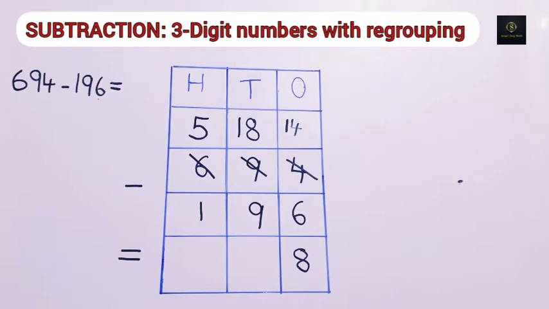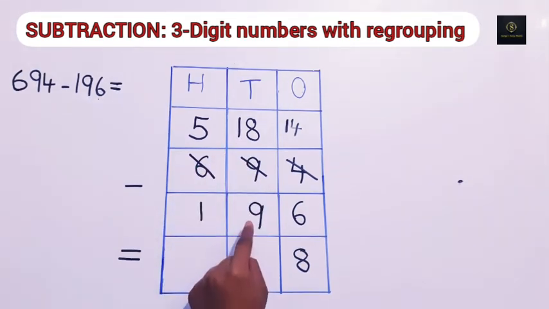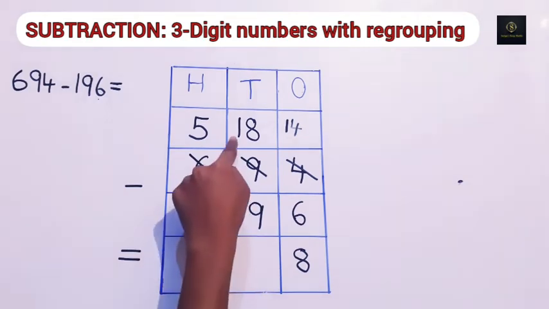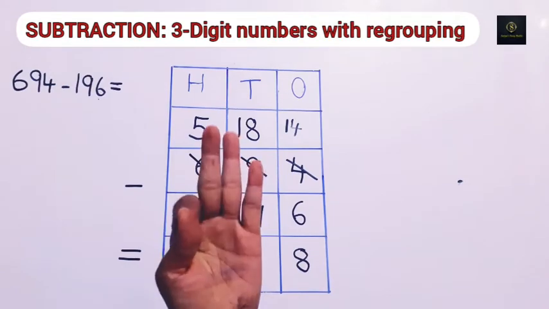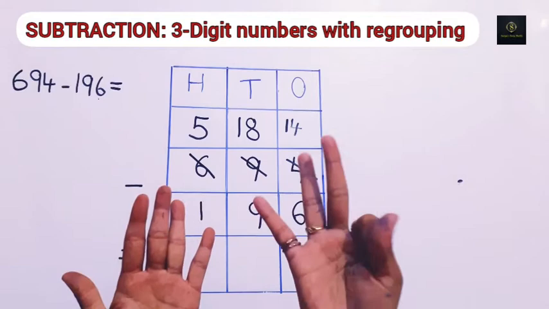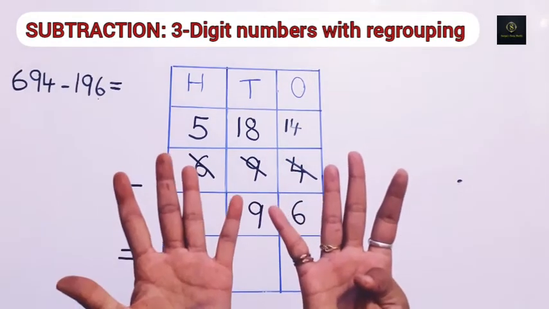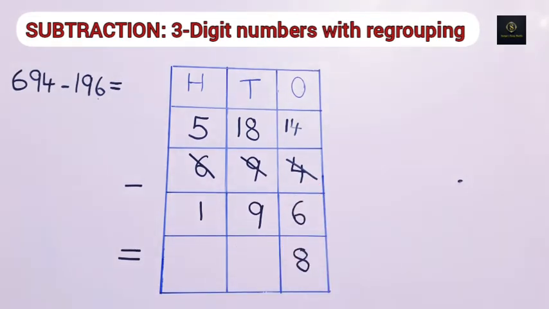Now let us subtract 9 from 18. So how to subtract? Count after 9 till 18. That is 10, 11, 12, 13, 14, 15, 16, 17 and 18. How many are these all together? 5, 6, 7, 8, 9. So, 18 minus 9 is equal to 9. So, we write 9 in the tens column.